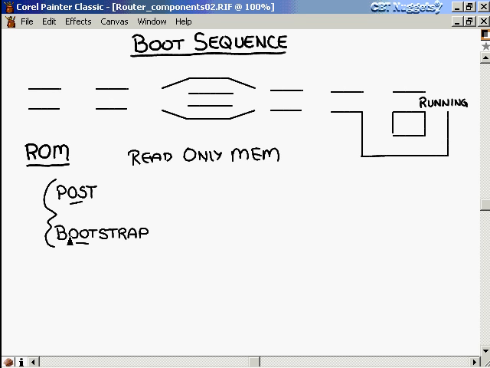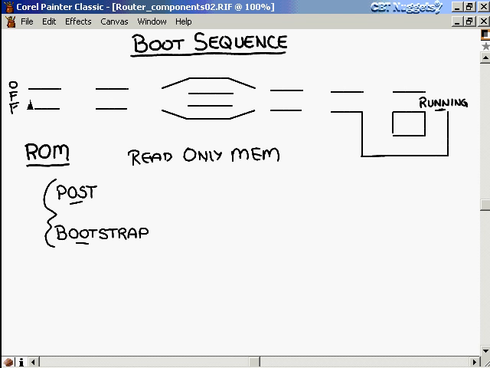At this point, let me get you familiar with our diagram. What we're going to do is assume that we start with the router in the off position here on the left side of our diagram. We're going to run through the boot sequence, and our eventual goal will be to have a running router, in other words, an operational router. All right, so the first thing we're going to do to a router that's in the off position is turn it on.